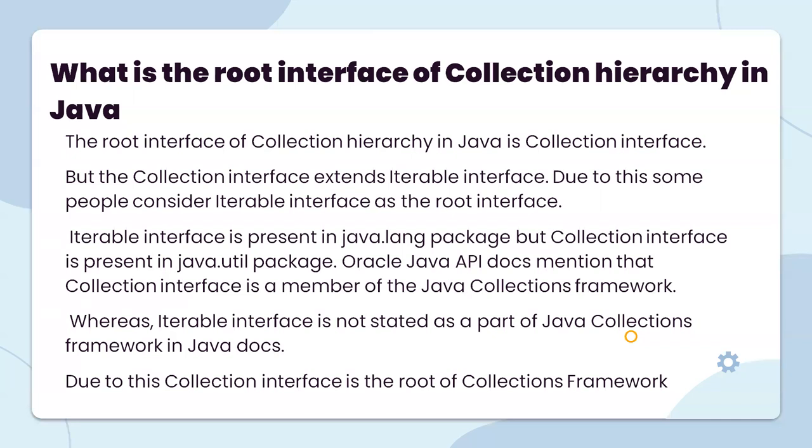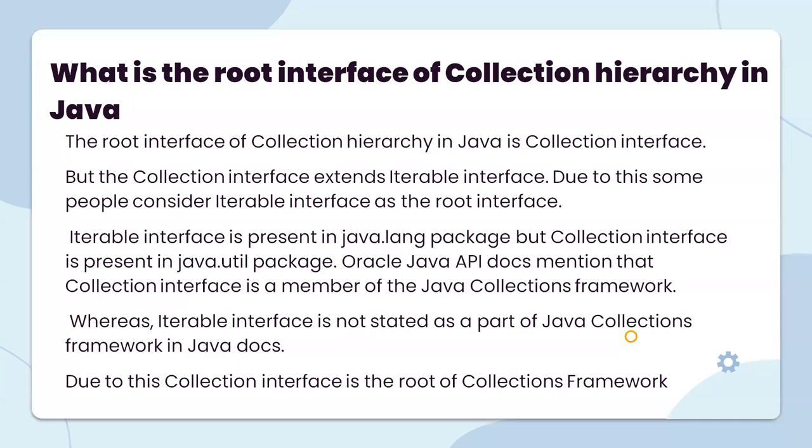So the root interface of the collection hierarchy in Java is the Collection interface. But the Collection interface extends the Iterable interface. Due to this, some people consider the Iterable interface as the root interface. The root interface of the collection hierarchy is the Collection interface, not Iterable. Collection extends the Iterable interface.